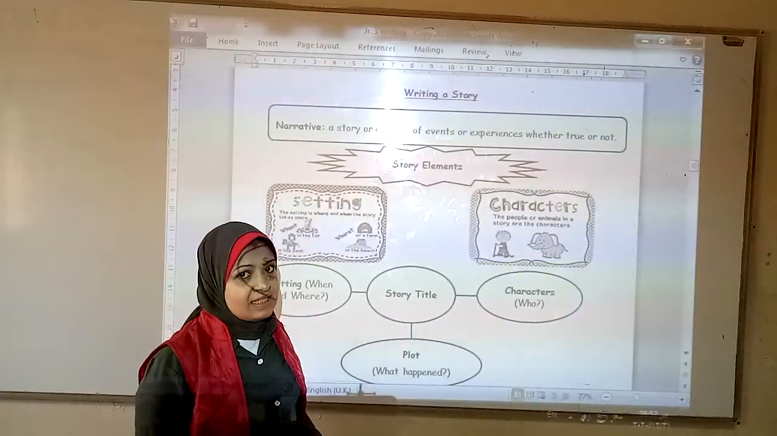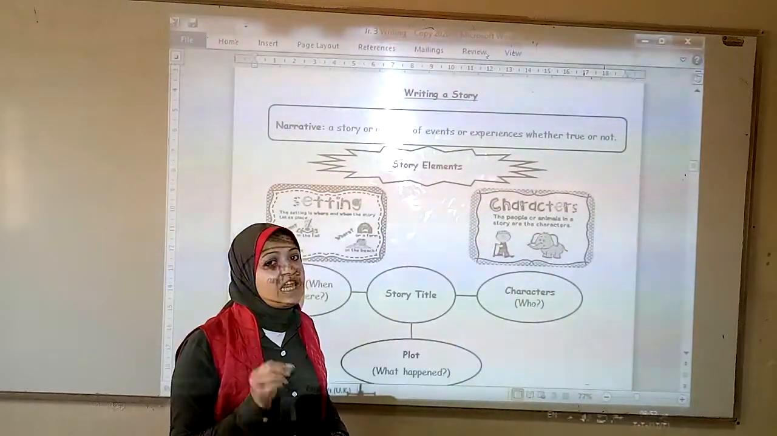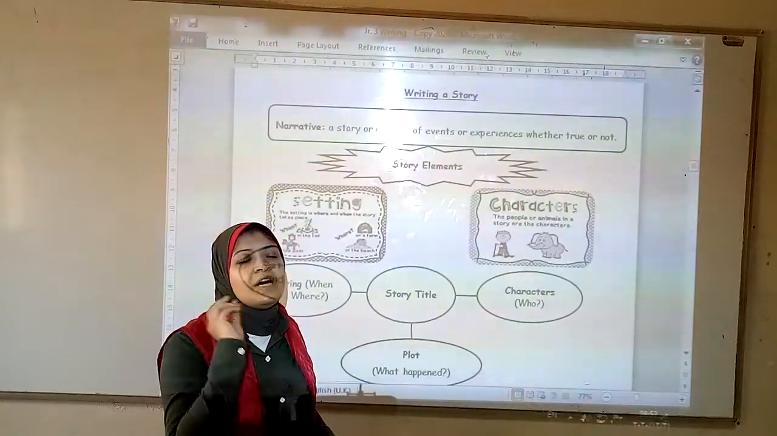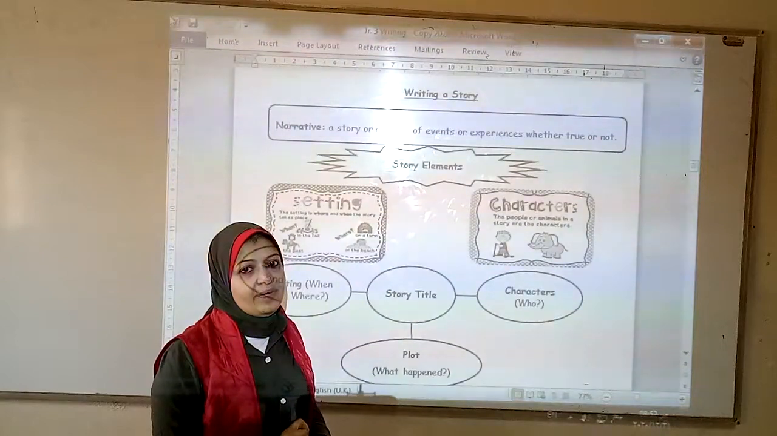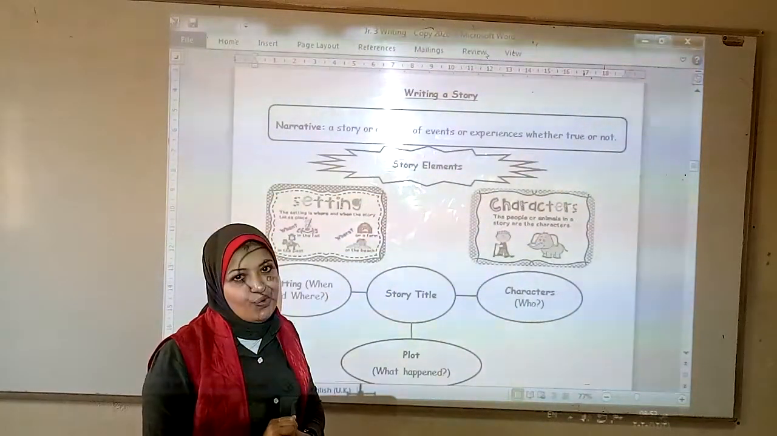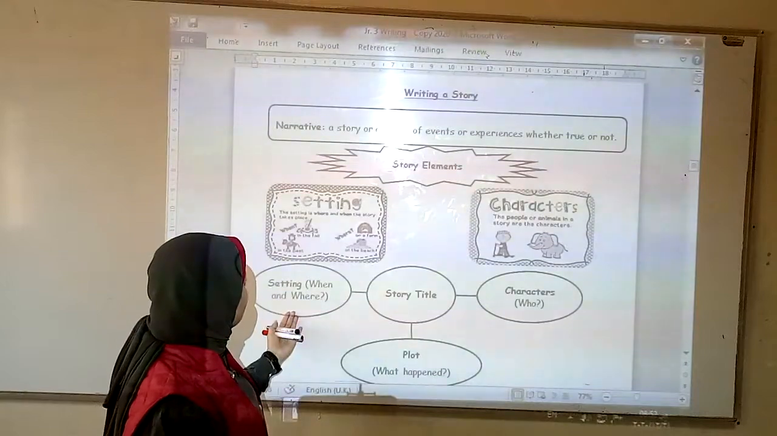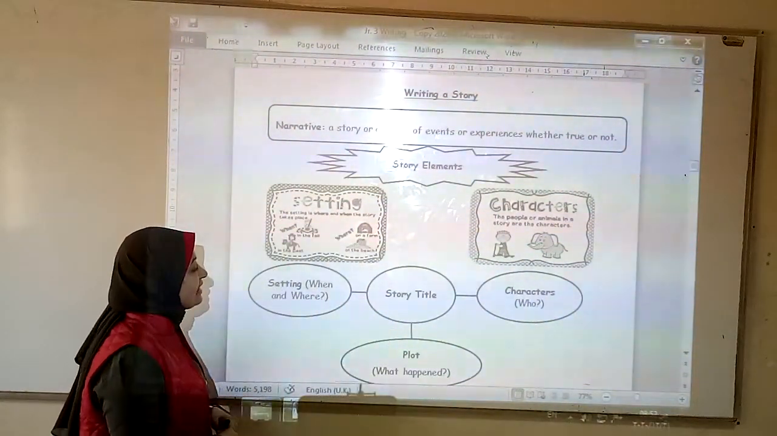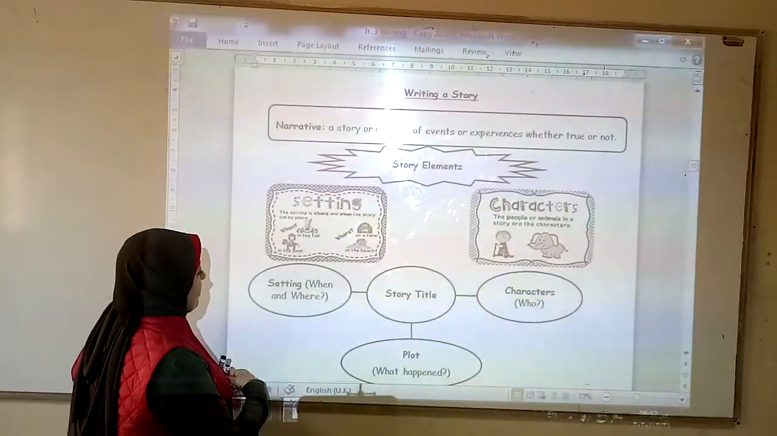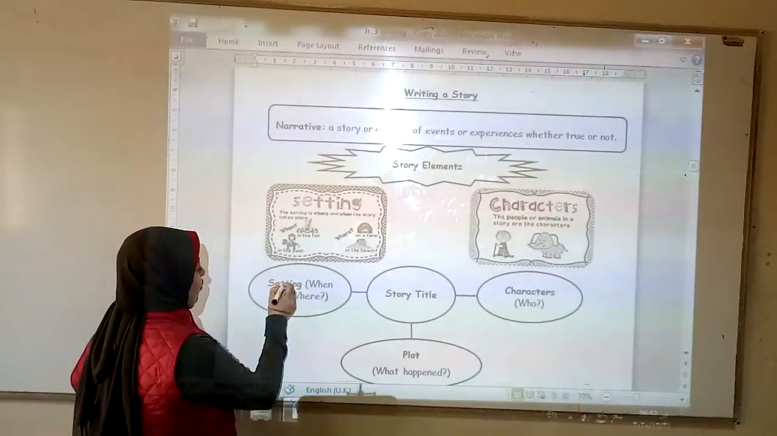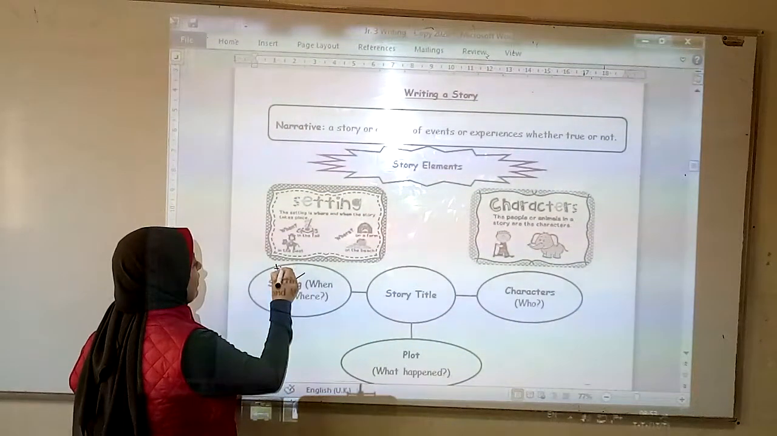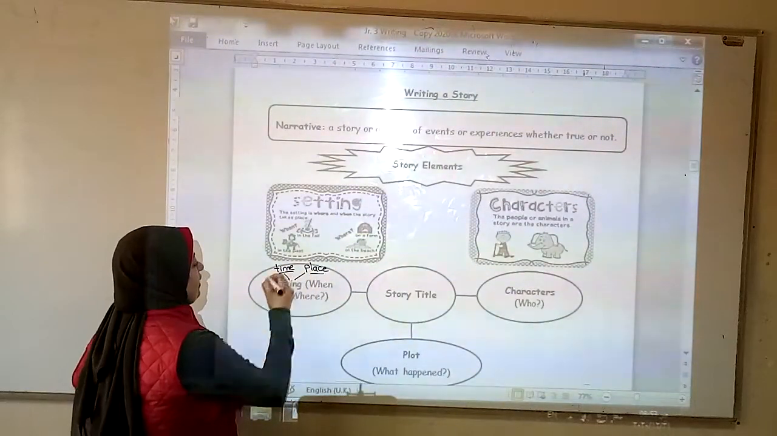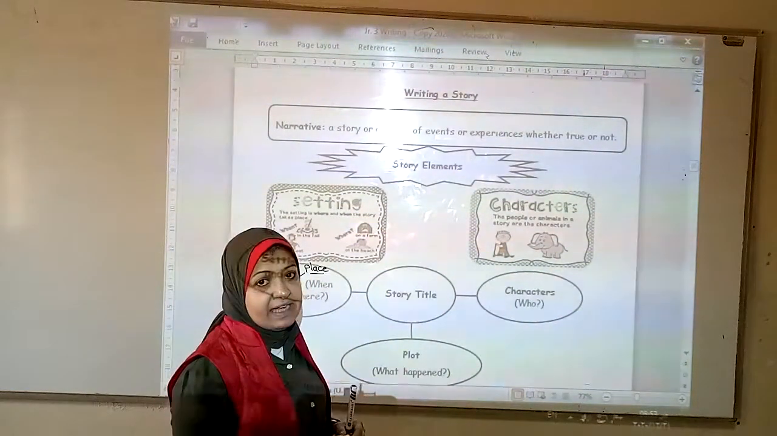Story elements. What do you mean by story elements? These are the parts that we must use in a story. They are the main parts of the story. The settings and the characters. What do we mean by settings? Settings are when and where, time and place. What do we mean by time and place?